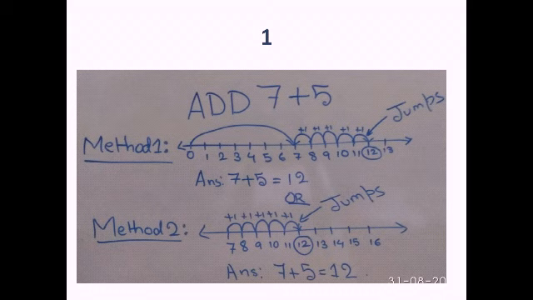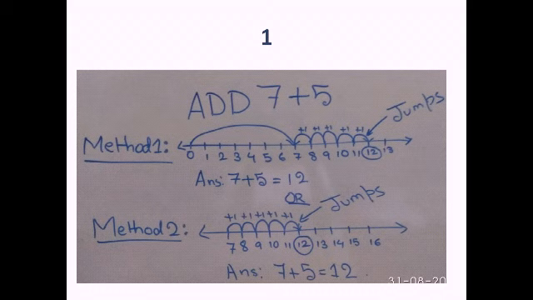So here the numbers that we have to add are 7 and 5. We have drawn a number line till the number 13, suppose. You can draw it till 15 or till any number, as much as it fits in your copy.